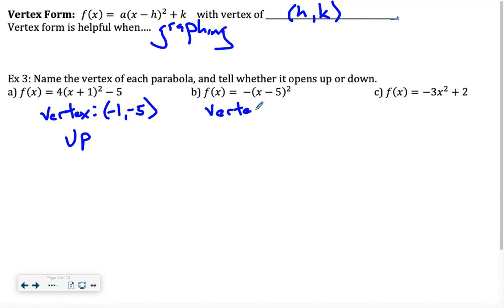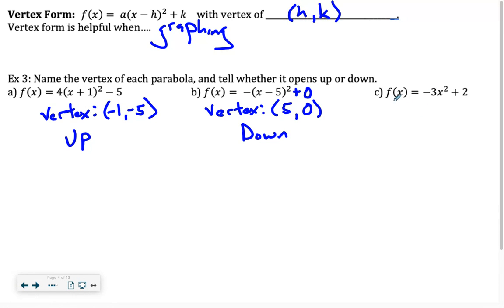And this parabola is going to open up because my a value is positive, right? For b here, my vertex is going to be the point 5, and now there's no k value. Well, if there's nothing out here, that would be like adding 0, right? So this would be the point (5, 0). This parabola is going to open down because my a value is negative.